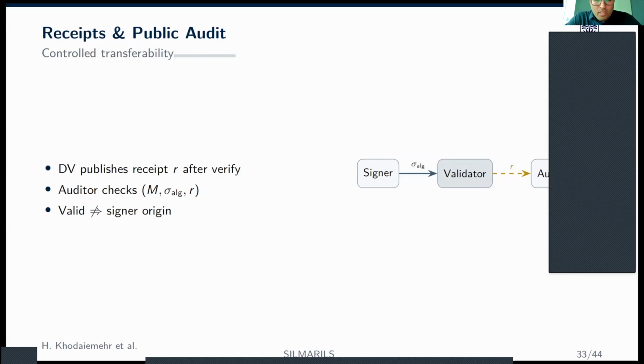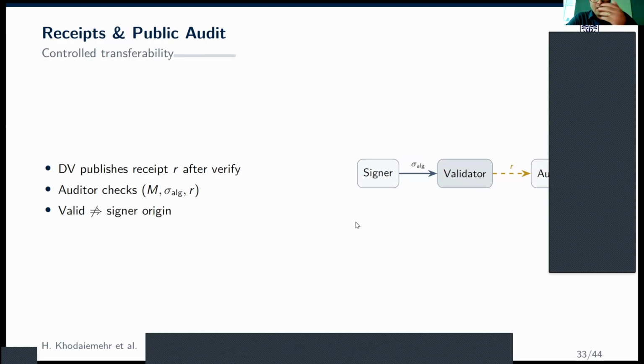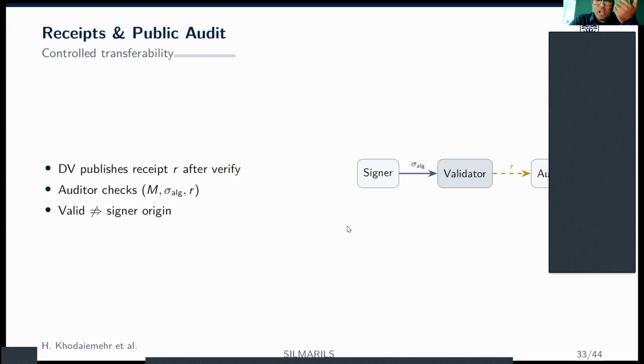And now we bridge that privacy property to something operators can care about: audit. After verify, the validator may publish receipt R, and a validator can check M, sigma, L, and R. But this does not prove the signer originated the transcript. It only indicates that this equation is valid. This is not easy for a random person. This is easy for people who have some information like receipt and nonce. So for a random person, it is still very hard to generate a valid signature.